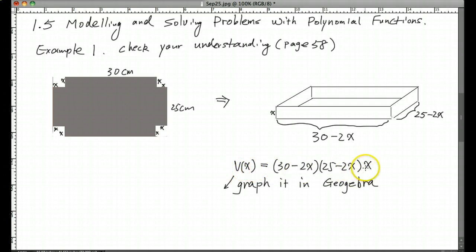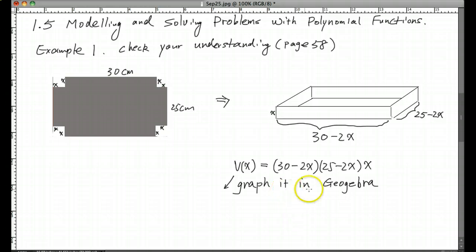If you expand it, you're going to form a general cubic polynomial function. But we don't need to expand it. We just keep this standard form, which is actually easier if you want to graph. You can also tell the zeros: x equals 0, x equals 12.5, and x equals 15. So there are 3 zeros you can expect.